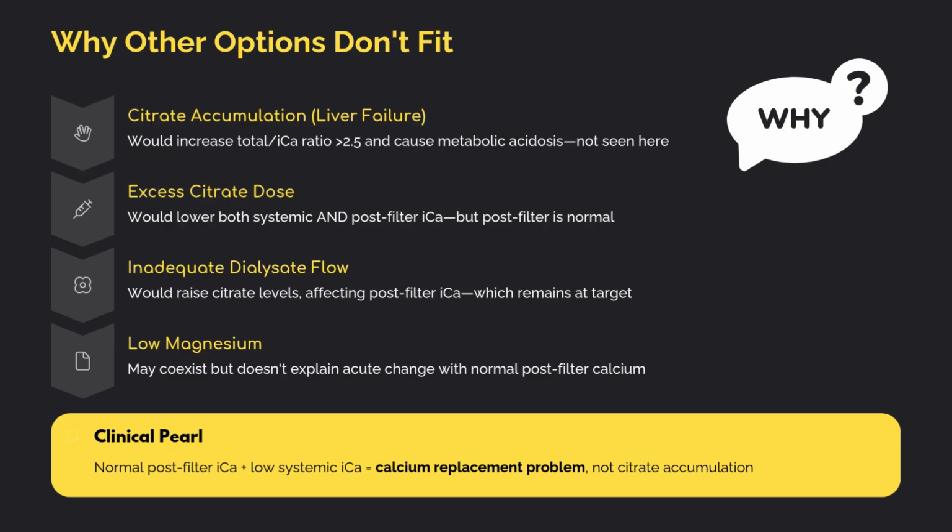Then there is inadequate dialysate flow. If the dialysate flow were too low, citrate levels would climb, which would push the post-filter calcium out of target. Again, not happening here. Finally, low magnesium can coexist, yes, but it doesn't explain the acute change when the post-filter calcium is normal. So here is the clinical picture. If your post-filter ionized calcium is normal, but the systemic ionized calcium is low, that points to a calcium replacement problem, not citrate accumulation.